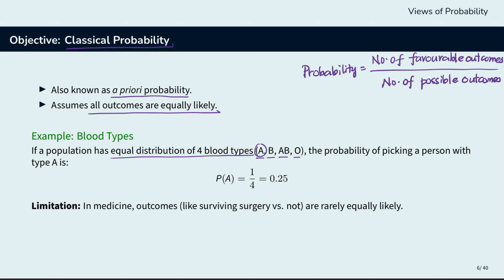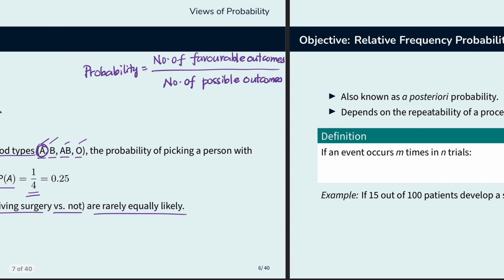What happens here is that we always assume that all people are equally likely to have any blood group. So whenever we calculate the probability of one of those blood groups, we say that it's 1 by 4, which is one favorable event out of the 4 possible events, or around 0.25 or 25%. The limitation is that in medicine, outcomes, such as surviving surgery or not, are rarely equally likely, and we cannot use classical probability in these situations.